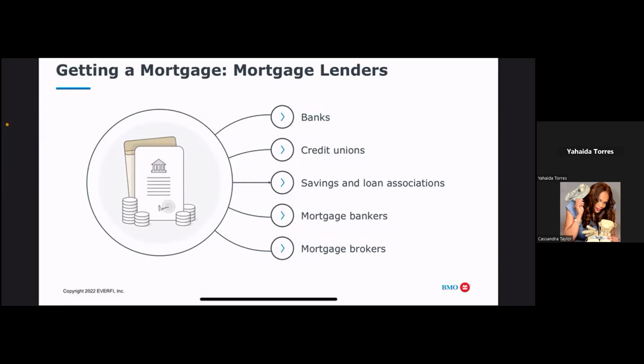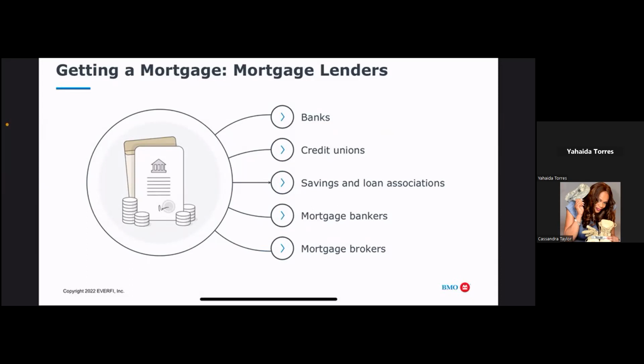Knowing the types of mortgages and how they affect your monthly payment is a good step towards securing a mortgage. So another step is finding out the right source. So let's look at different lenders. There are many different types of mortgage lenders. There are banks, credit unions, savings and loan associations, mortgage bankers, and mortgage brokers. So these are all the different places that you can go to get a mortgage.